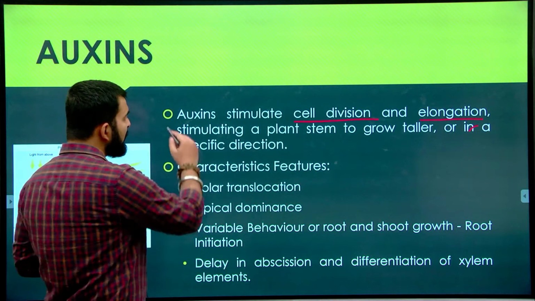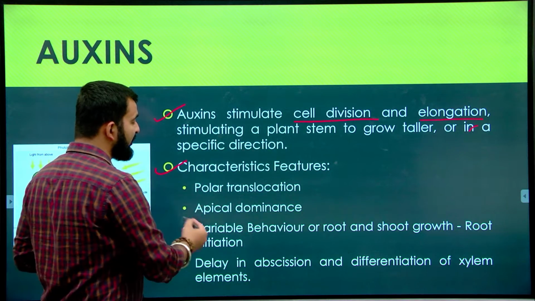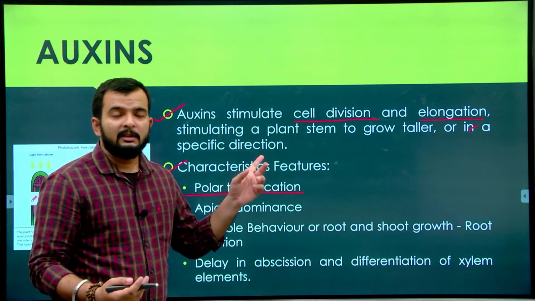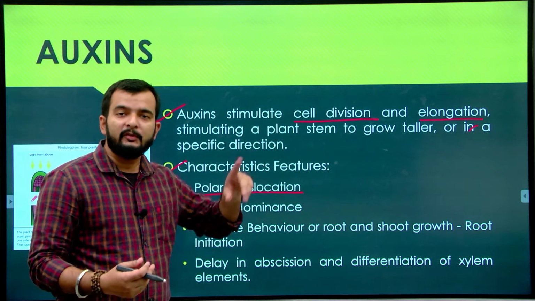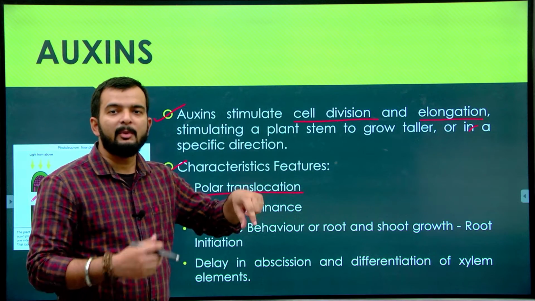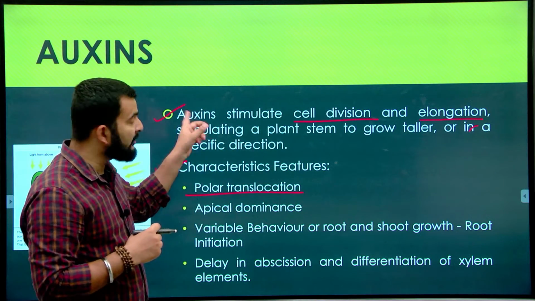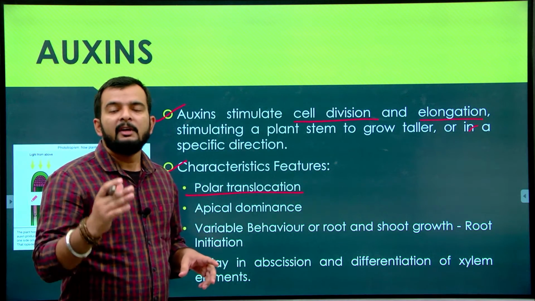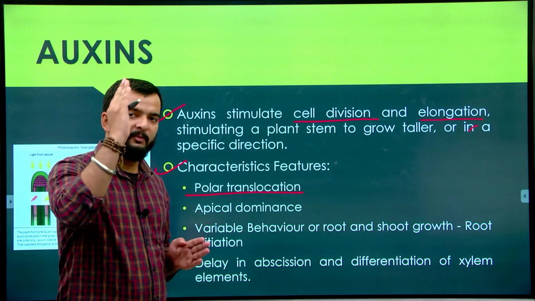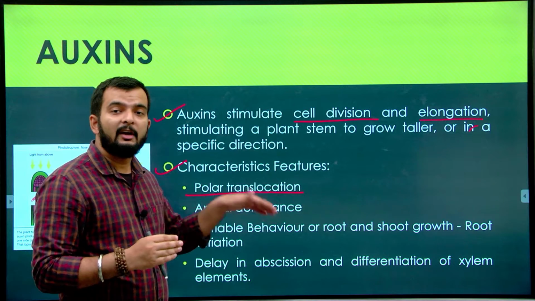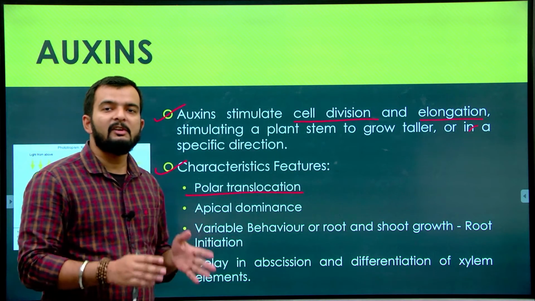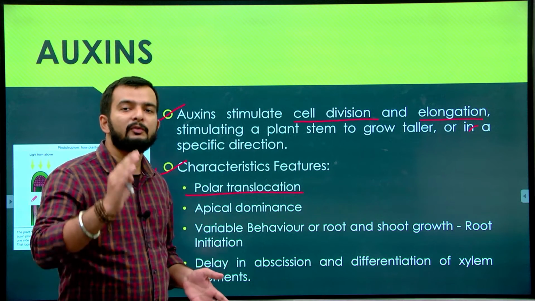Under auxin, the characteristic feature is polar translocation, that is, auxin movement based on the sun. So this can bend the plant; the upward movement of the plant can be bent. Suppose auxin is applied on the stem, the stem will move upward, it will be directed to move only upward, while if it is applied on the roots, the roots will grow downward. So auxin will control the direction of growth of the plant.